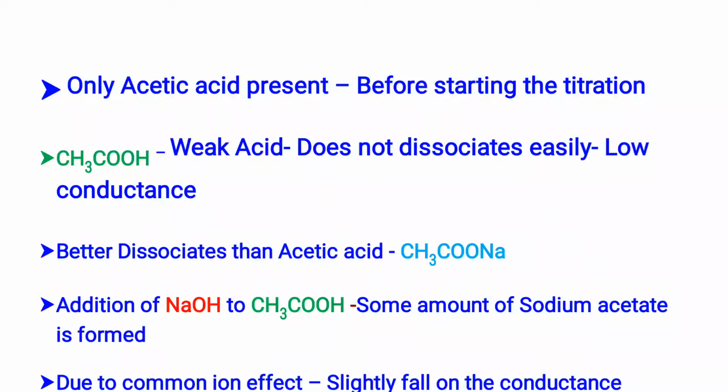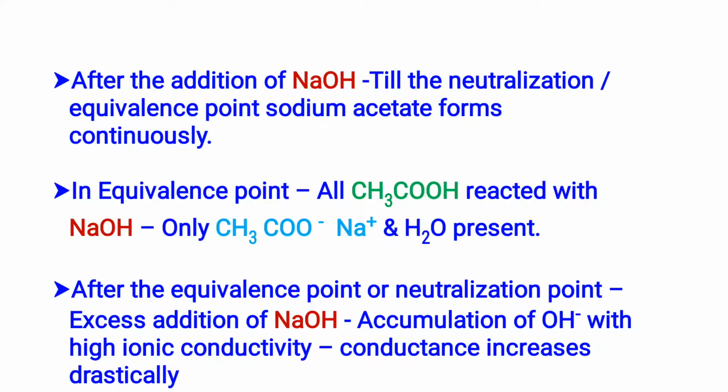Before starting the experiment, we know a few facts: we are going to determine the amount of acetic acid present in the given solution. Acetic acid is a weak acid, it does not dissociate easily, so it cannot be represented as ions. Whereas sodium hydroxide is a strong base which dissociates immediately, and will be represented as Na+ and OH- ions. On addition of sodium hydroxide to acetic acid, some amount of sodium acetate is formed. Due to the common ion effect, there is a slight fall in the conductance. Adding sodium hydroxide to acetic acid gives sodium acetate, which dissociates better than acetic acid.